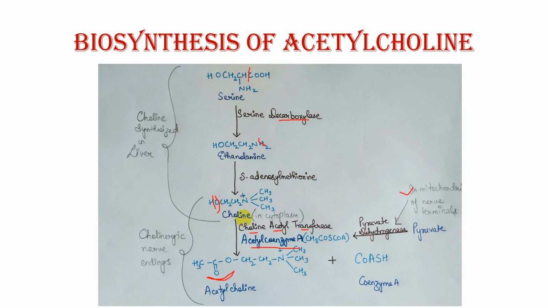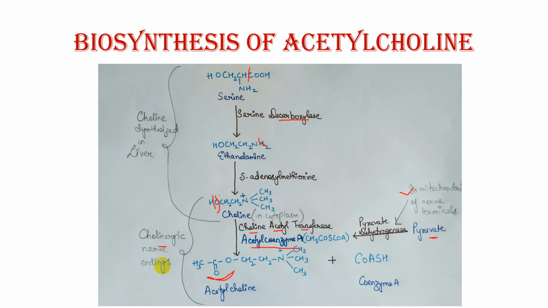and there this choline is converted into acetylcholine in the presence of enzyme choline acetyl transferase, and the acetyl moiety that has to be transferred to this choline is obtained from acetyl coenzyme A, which is synthesized in the mitochondria of nerve terminals from pyruvate in the presence of enzyme pyruvate dehydrogenase. Okay, so you get acetylcholine plus coenzyme A. This is taking place in cholinergic nerve endings. Okay, choline to acetylcholine is taking place in cholinergic nerve endings.